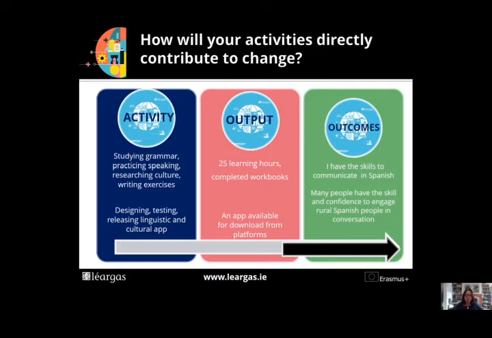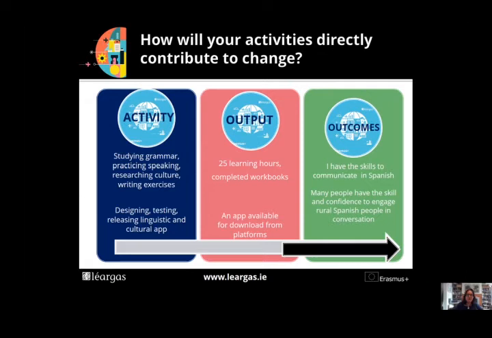So at the top here, you'll see, what would be the chain for me as someone trying to learn Spanish myself, that my activity is studying grammar, practicing speaking. My output is that I have 25 learning hours and I've completed all my workbooks. And the outcome of that, hopefully, is at the end, I have the skills to communicate in Spanish.